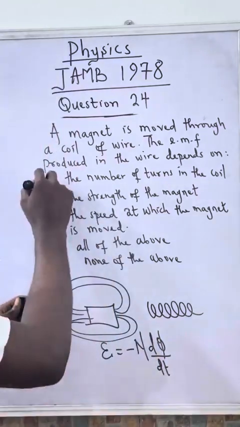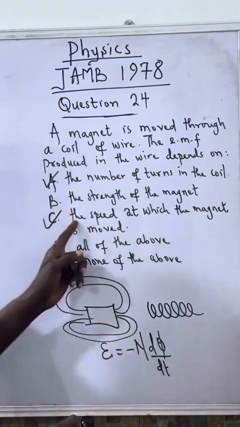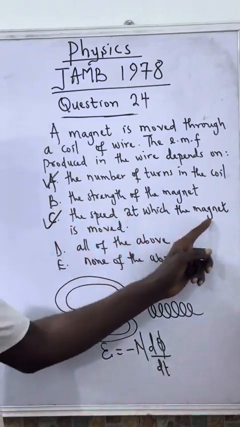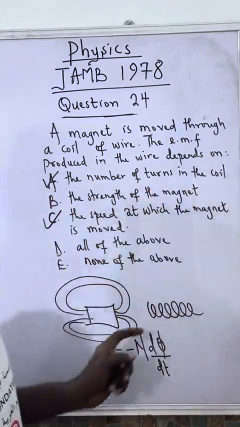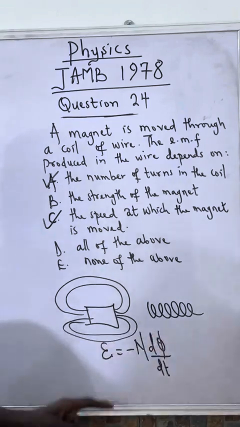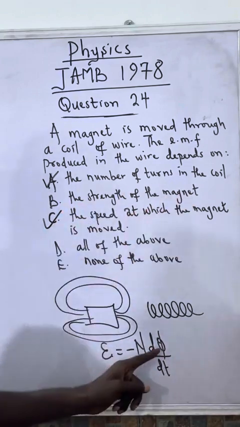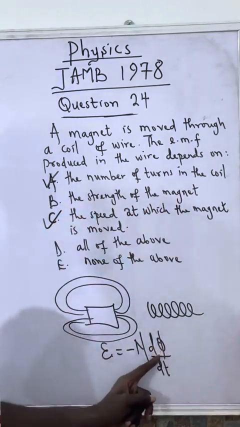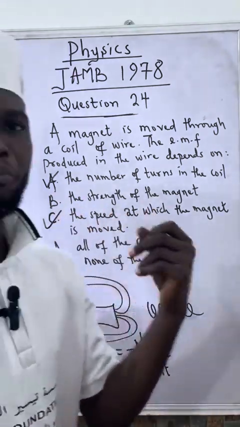That means option A is correct. Option C is also correct, because this is talking about the speed at which the magnet is moved. Secondly, the number of turns in the coil, so we have that already. Then, how do we get the strength of the magnet? They give us flux. We have magnetic flux, but we don't know anything yet about the strength of the magnet.